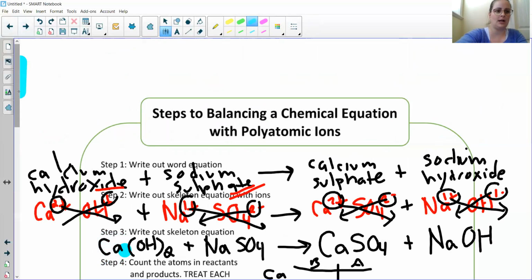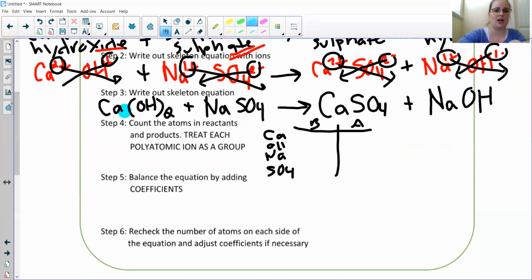And the reason there is 1 is because there's no subscript following it, because I was a lazy chemist and I didn't write it, but technically there was a little 1 there. So there's 1 calcium before. How many calciums are after? 1. I'm going to count the whole hydroxide ion all together. How many hydroxides are there?